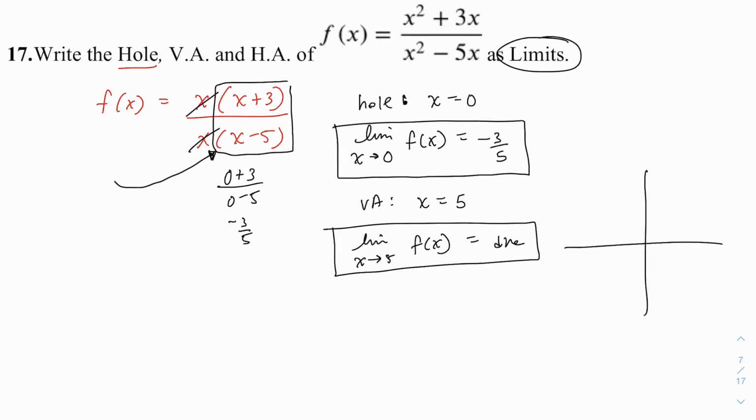So here's what's happening in my graph so far. I have a hole at 0, -3/5. At 5, I have some sort of an asymptote. Now the graph could be going like this, or it could be going like this, or it could even be going like this. It doesn't matter how the graph is behaving, the limit does not exist as x gets closer and closer to 5.